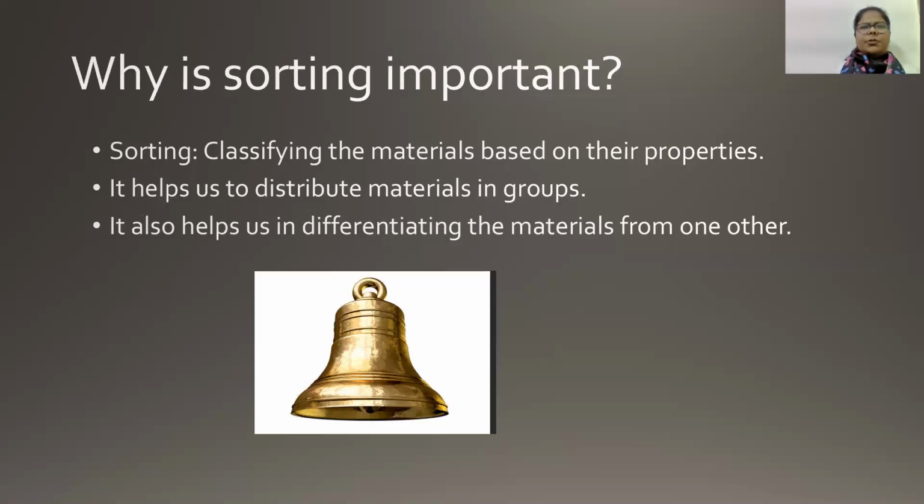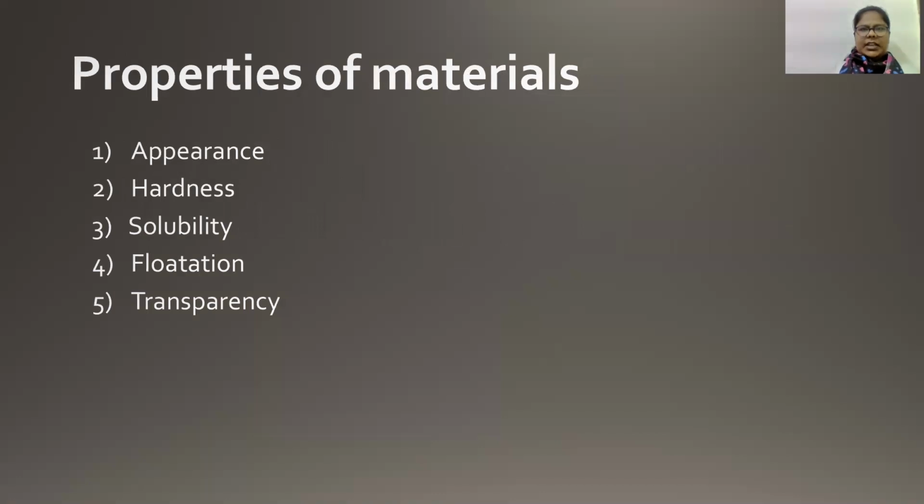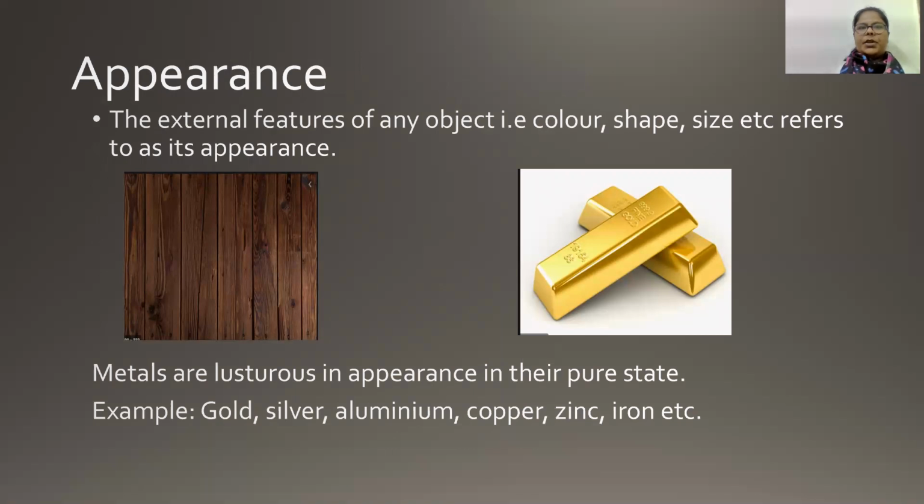In this chapter, we are going to learn different properties of materials: appearance, hardness, solubility, flotation, and transparency. We will study all these terminologies one by one, and based on these properties of materials, we are going to categorize them. Let us start with the first one, that is appearance. What do you mean by appearance? The external feature of any object. Their color, their shape, their size, all this will be termed as their appearance.